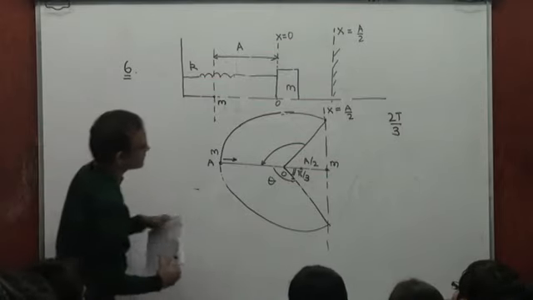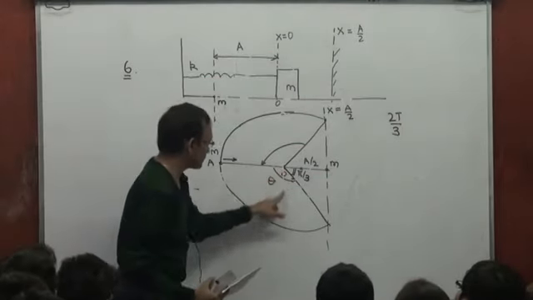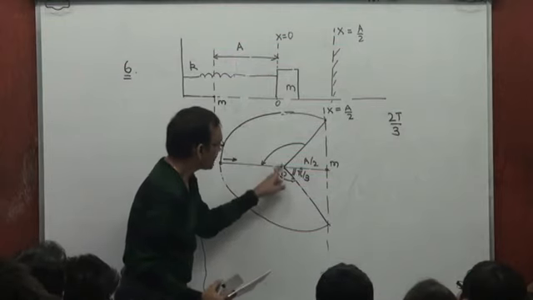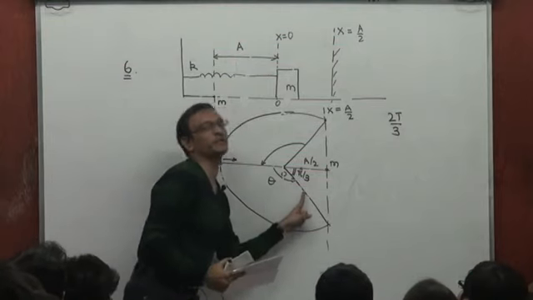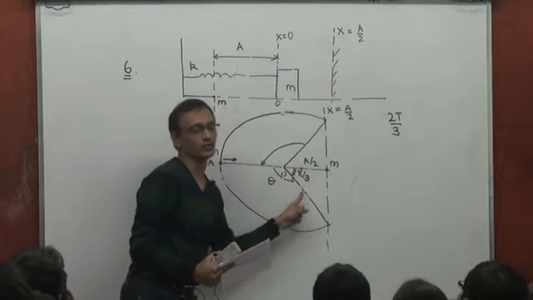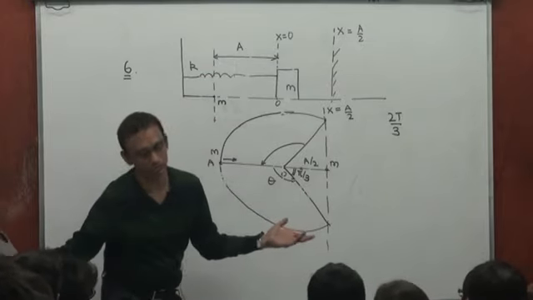All that he's saying is that, well, we could have done this T by 4 and then another 30 degrees, which would be T by 12. 30 degrees covered at T by 12. So T by 4 plus T by 12, into 2. This is fine.